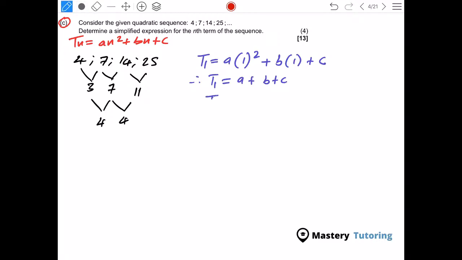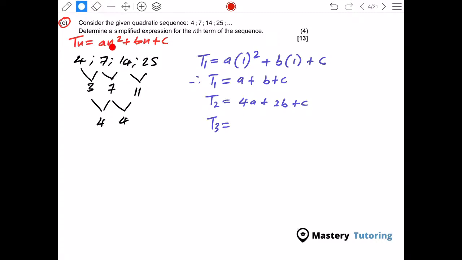So this is going to look like this. Term number 2: when you substitute 2 here, 2 to the power of 2 is 4, times A is 4A. So this is going to be 4A plus 2 times B, because here we're going to put 2 where there's n. 2 times B is 2B plus C.